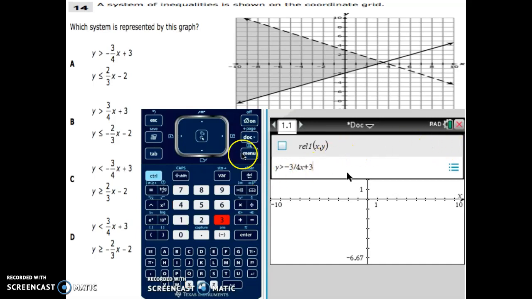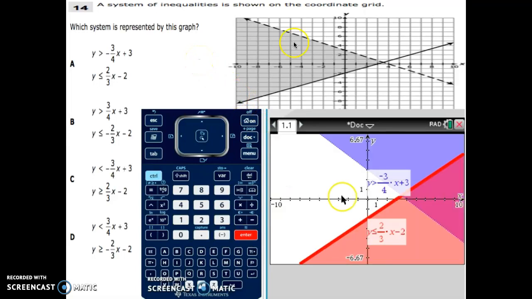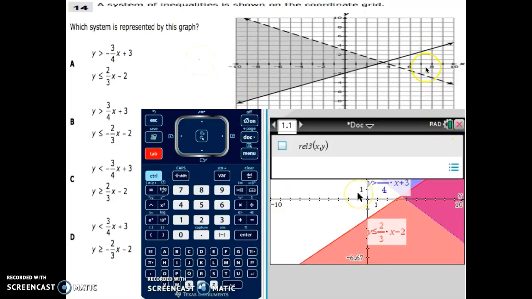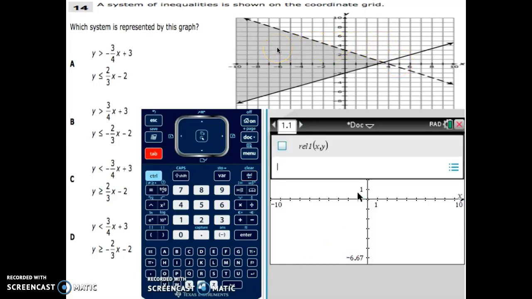I'm going to put negative 3/4 x plus 3. We're doing answer choice A. And then you just go back and delete the equal sign, but I'm going to actually type in the inequality symbol because my calculator is a little bit different. But I'm still doing A. So as long as it has less than or equal to, you're good. 2/3 x minus 2. And notice that the shaded region is not in the correct spot as the original one. So it's not A. So let's just delete it and start over.